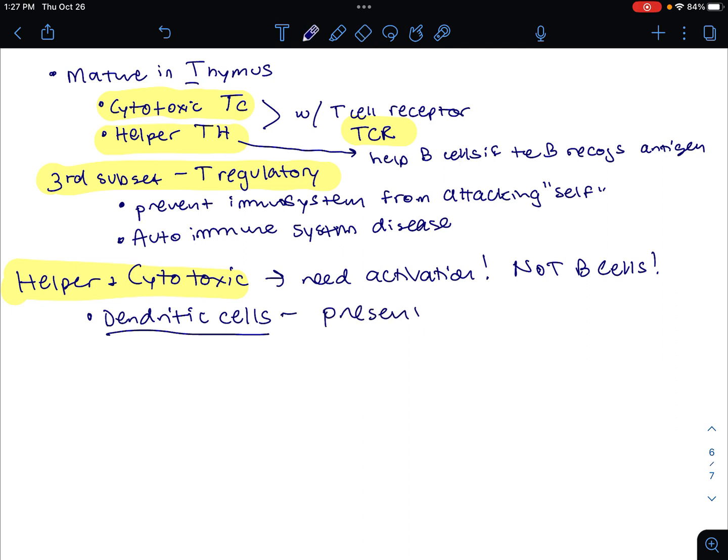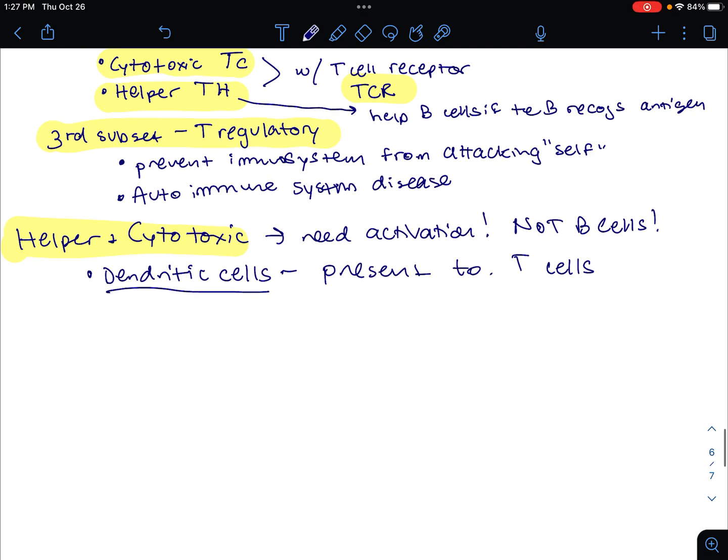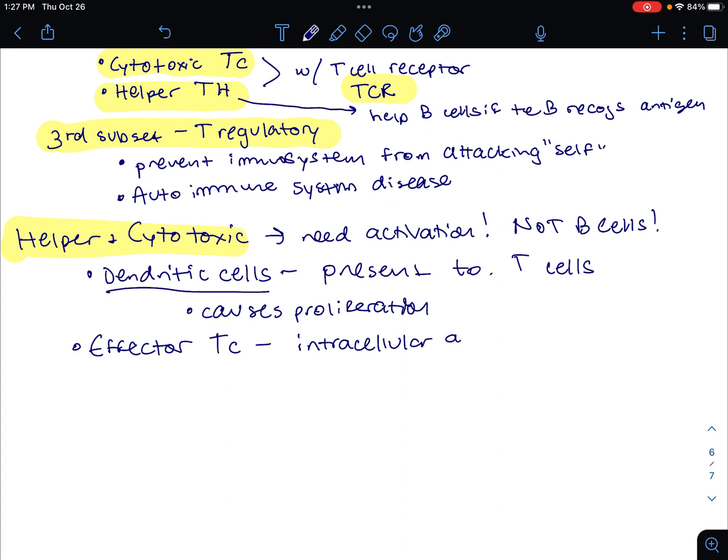The T cytotoxic cells are going to respond to intracellular antigens, and then that's going to induce the cell to find a cell that has that antigen and destroy it. The T helper cells are going to affect both the cell-mediated and the humoral immunity. So they're able to activate B cells, which we've seen. They're able to activate macrophages, and they produce cytokines that support other T cells.